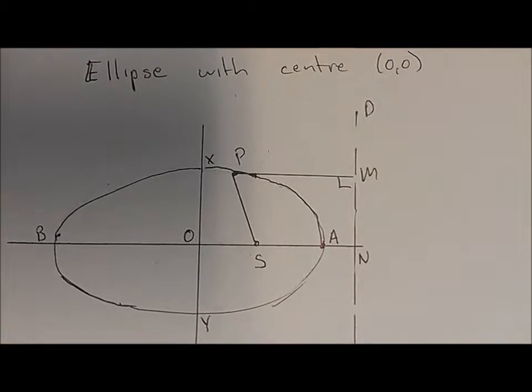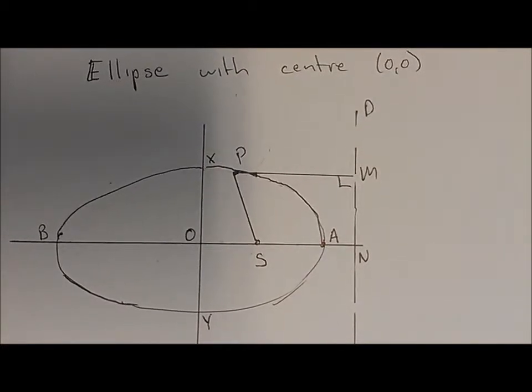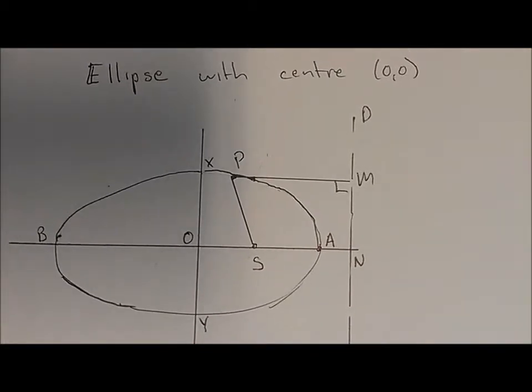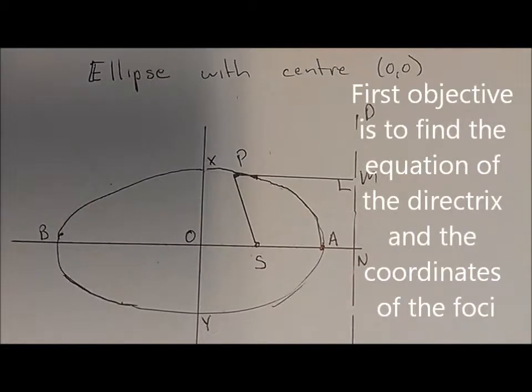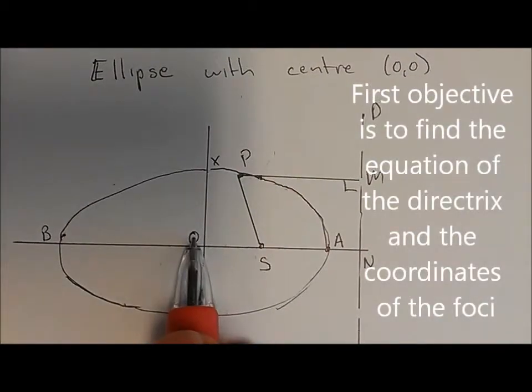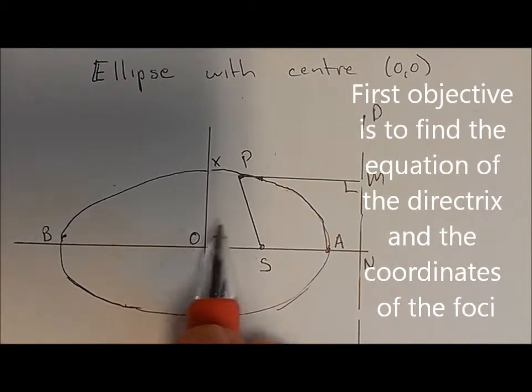Okay, it's just a quick look at some of the theoretical development of the equation of a conic, which in this case we'll look at the ellipse. And the development of it's the same for the hyperbola as well. But I'm just going to look at the ellipse case right now. So the ellipse was centre 0, 0. And I'm going to look at developing the equation.